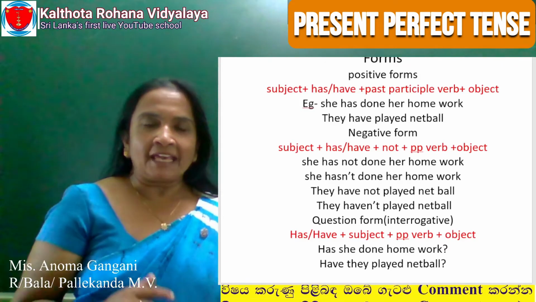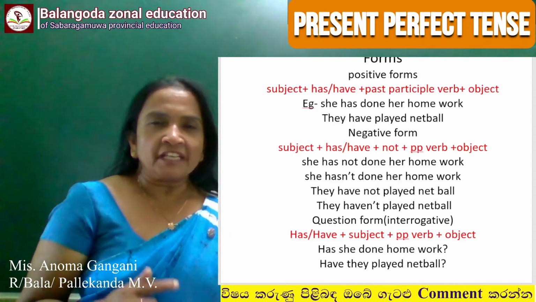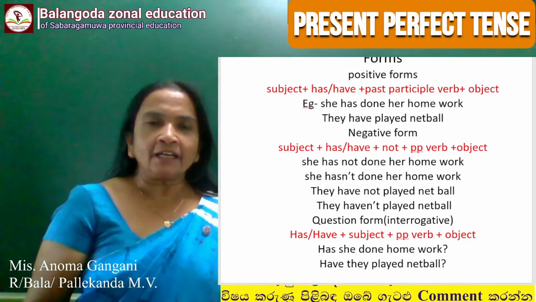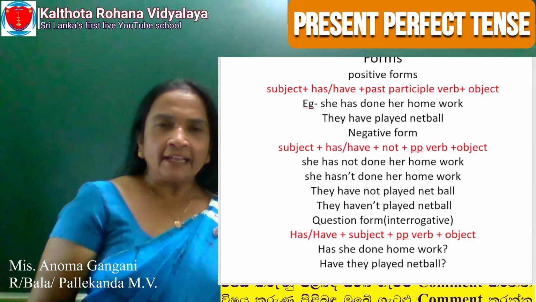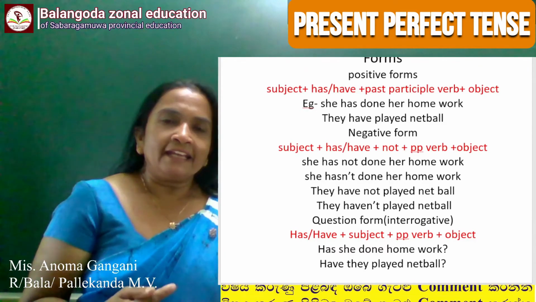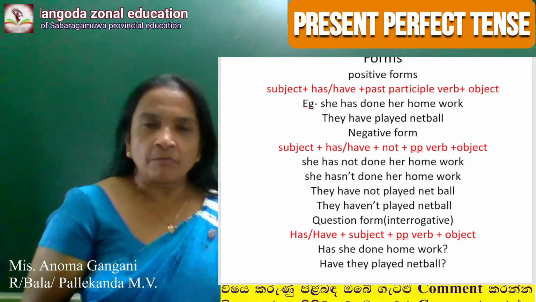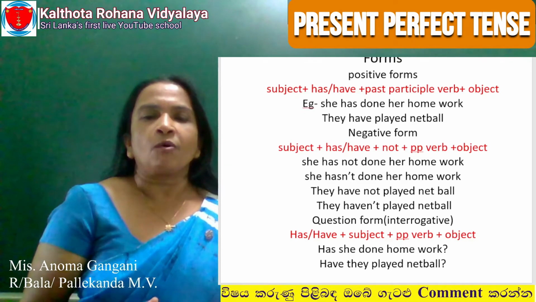They haven't played netball. Positive form: She has done her homework. They have played netball. Here, the negative one: She has not done her homework. Then they have not played netball. Then next one, question form.